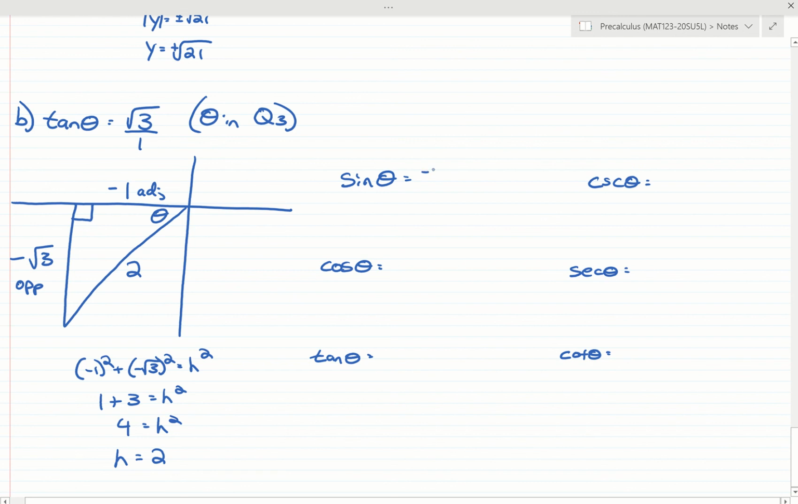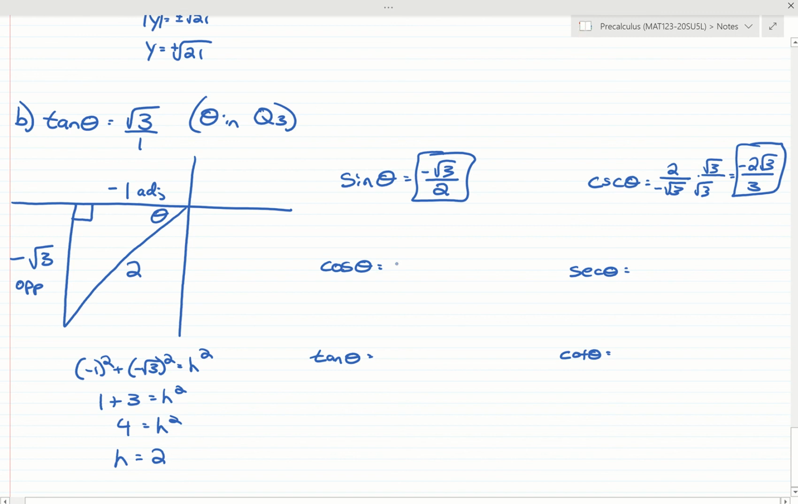Sine would be the opposite over hypotenuse. Taking the reciprocal, we just have to rationalize. You don't have to multiply by the negative, just the radical's the problem. So it actually doesn't even matter where you put the negative. The answer would be negative 2 root 3 over 3.